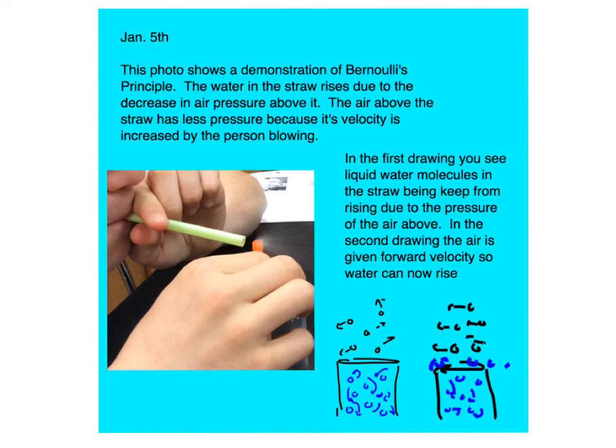And they even went on to explain what their drawings mean. So over here on the right-hand side, you see it says, in the first drawing, you see liquid water molecules in the straw being kept from rising due to the pressure of the air above. In the second drawing, the air is given forward velocity, so water can now rise. So they drew diagrams showing their understanding of Bernoulli's principle down here. Now again, you don't have to know what Bernoulli's principle is right now, but this really shows me that this student totally gets Bernoulli's principle. They're able to demonstrate it with a diagram. So they've done all the things that I asked them to do.